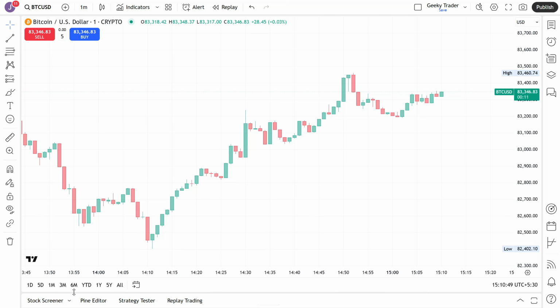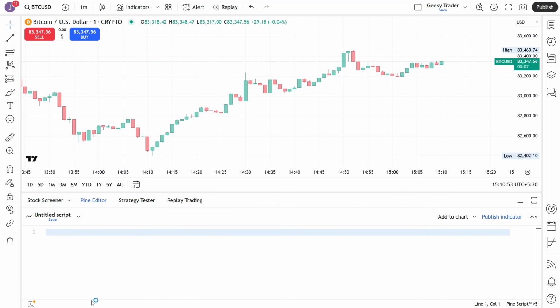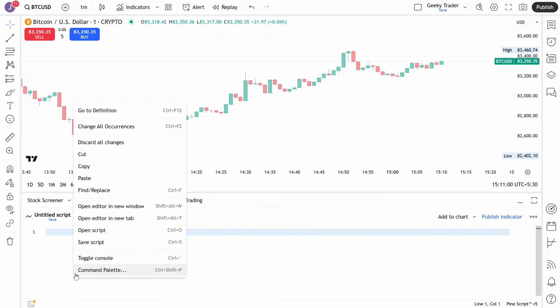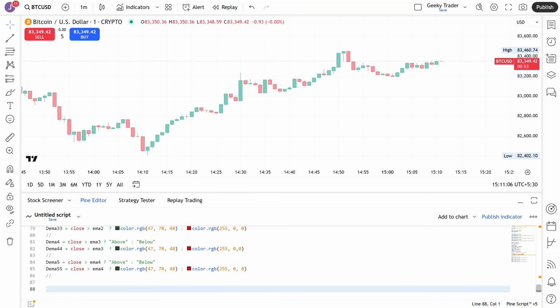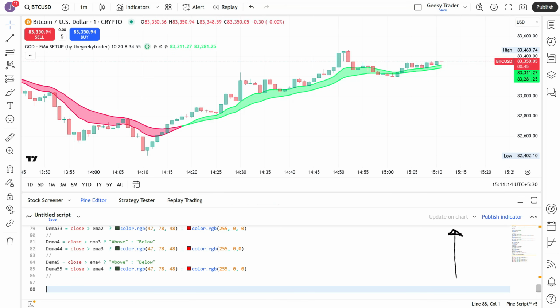Next, switch over to TradingView. At the bottom of the screen, you'll find the Pine editor. Click on it to open. Now simply paste the copied script into the editor. Once that's done, click on Add to Chart, and just like that, the script will instantly appear on your chart. That's all there is to it. Now you're all set to start using this powerful EMA setup.